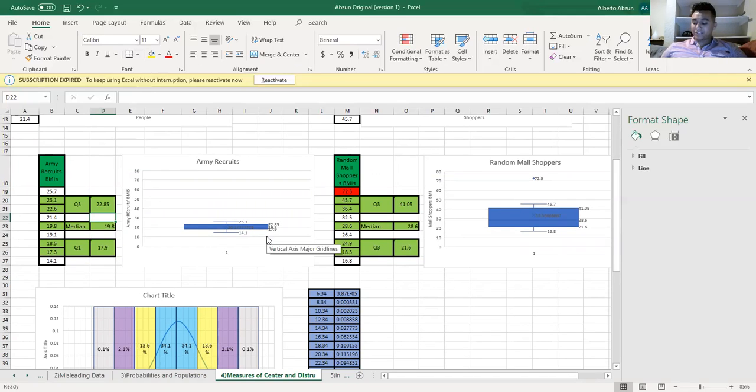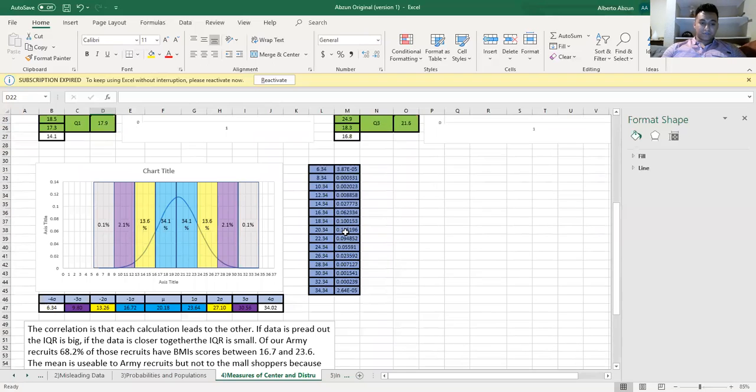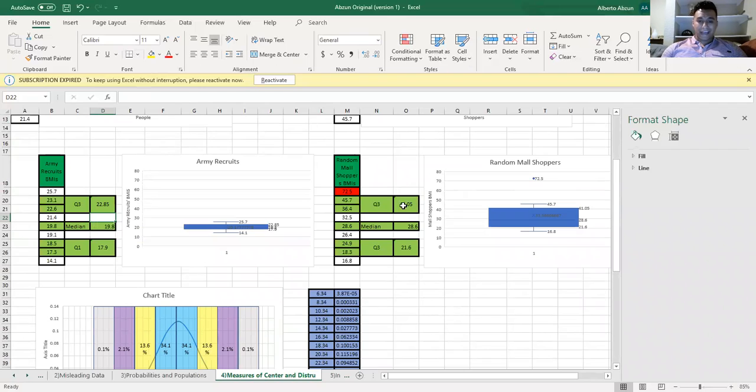Our lowest data entry is our lowest line, right here, and our upper data entry is our upper line. We also set up a standard deviation bell curve that shows the standard deviation from the mean to the first line here, as you can see. So what this is showing is that out of Army recruits' BMIs, 68.2% of those recruits have BMI scores between 16.7 and 23.6.